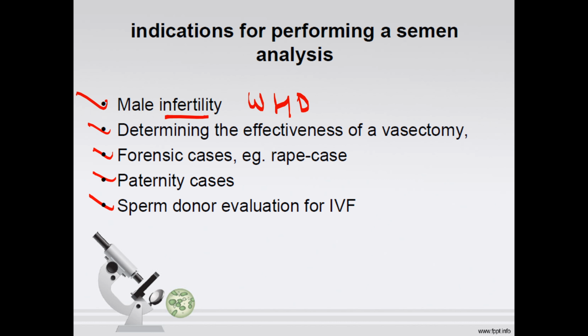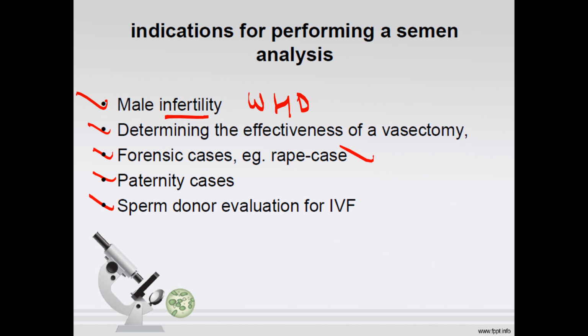Second one is the effectiveness of vasectomy. Like in the case of female, we perform tubectomy, so we cut the fallopian tube and ligate both the ends. That's the same case in the male patient. We cut the vas deferens and ligate both the ends.